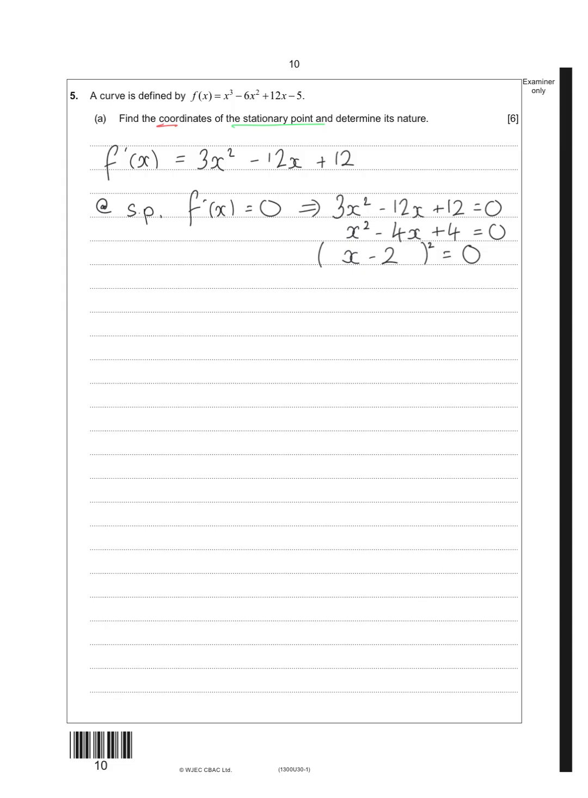And I like to do a little mid-question summary. Therefore, the stationary point is at the coordinate 2, 3. So I now know where it is. I'm also fairly certain I know what it is. But let's go ahead and prove that.